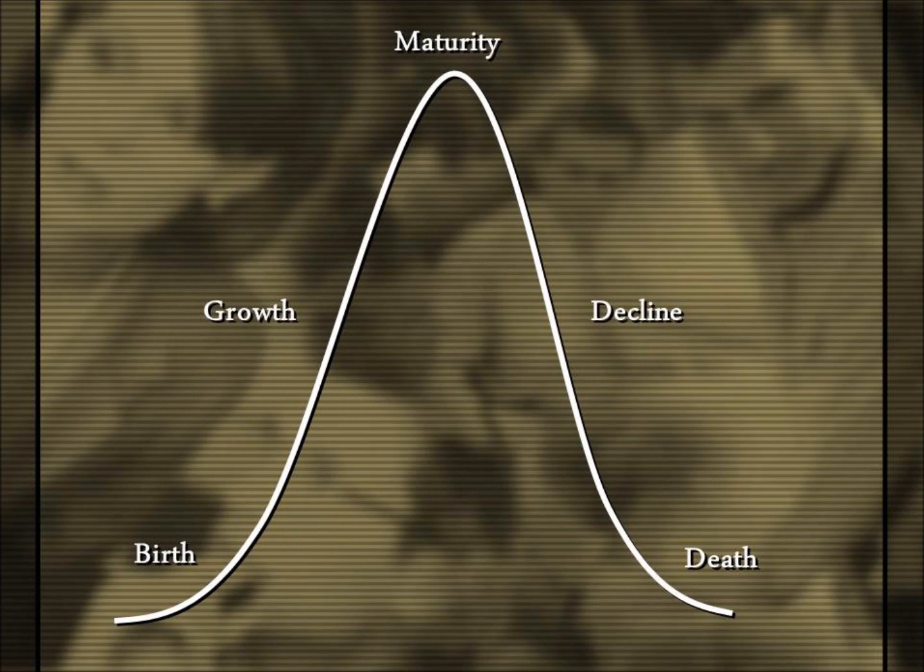In this graphic you will see a bell-shaped curve. This curve can be used as an example of a congregational life cycle. You see it goes from birth on the left-hand side to death on the right-hand side. Now let me try to explain each of these different phases. Phase number 1 is birth. This is when vision is at an all-time high.